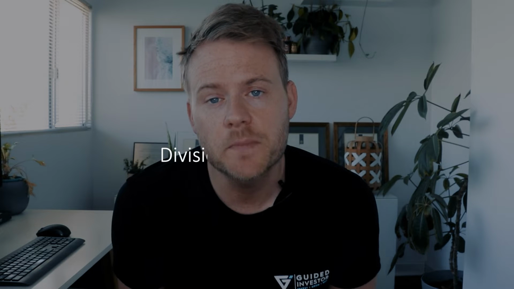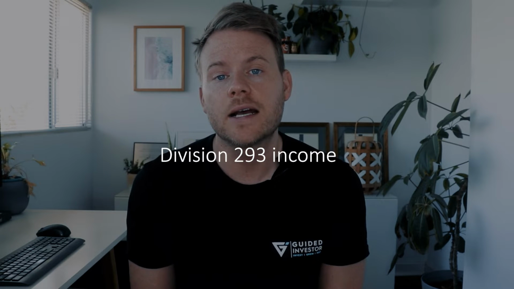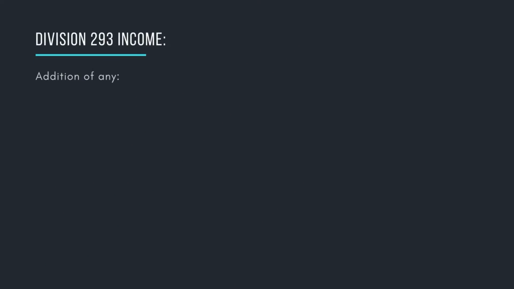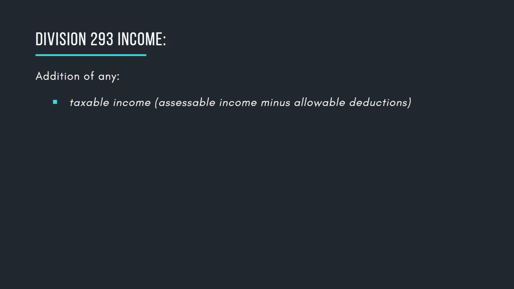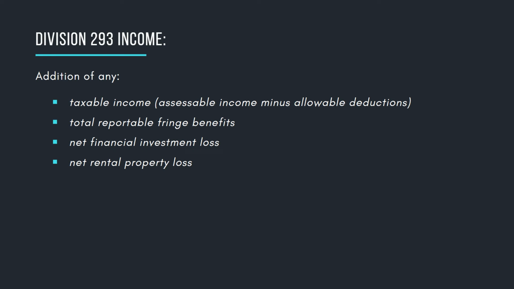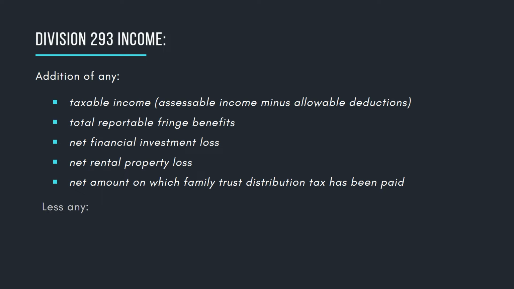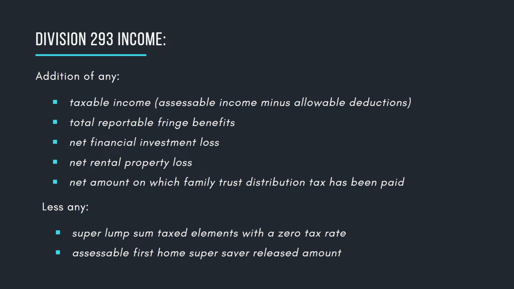The components which make up the Division 293 income is a combination or an addition of any taxable income, which includes assessable income minus allowable deductions, your total reportable fringe benefits amounts, any net financial investment loss, any net rental property loss, and any net amount on which a family trust distribution tax has been paid, less any super lump sum tax elements with a zero tax rate, and less any assessable first home super saver released amounts.